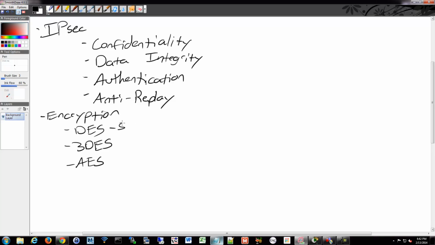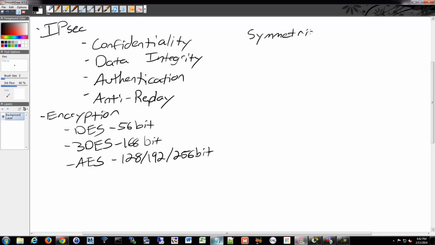So DES is a 56-bit symmetric encryption algorithm. Triple DES is a 168-bit symmetric encryption algorithm, and AES has 3 flavors you can choose from: 128, 192, and 256-bit symmetric encryption algorithm. So there are different types of encryption algorithms. I keep saying symmetric. So there is symmetric and asymmetric. Symmetric is more efficient and uses a shared key on each side. So you choose a password on each side, essentially.